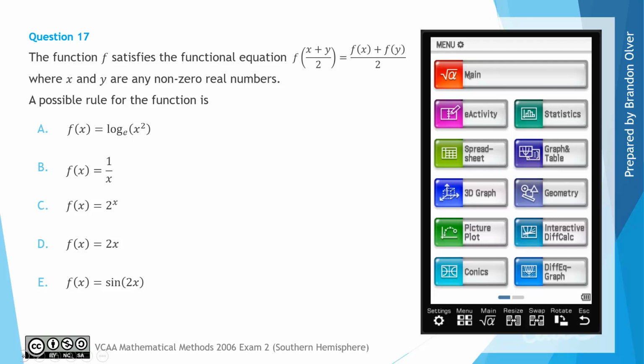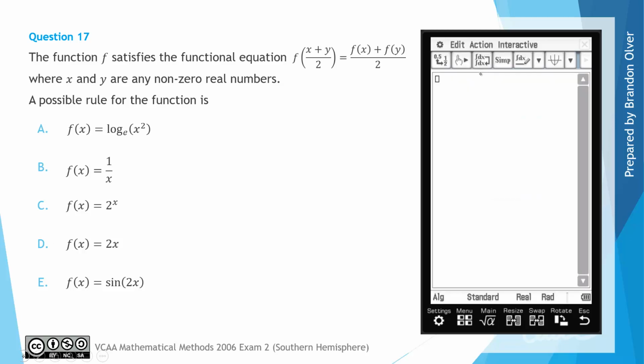So the most efficient way to tackle this problem is definitely using a calculator. On the CAS calculator, go into the main menu. Now if we look back at the question, the functional equation stays the same for all of these, and it's the function that changes. So I'm going to start by defining the function for option A.